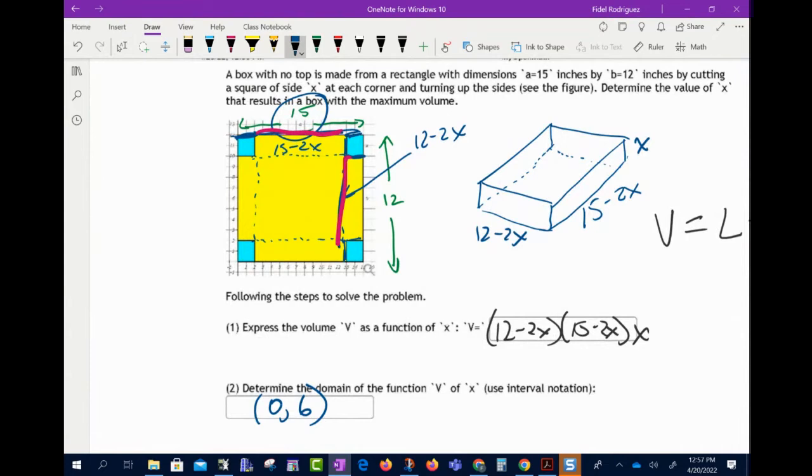The reason I'm using parentheses and not brackets is if I include those numbers, if I include 0, I don't have a box anymore, because I didn't actually cut anything off. And the same thing with 6. If I include 6, I don't have a box anymore.